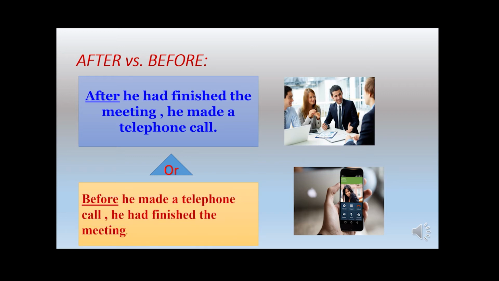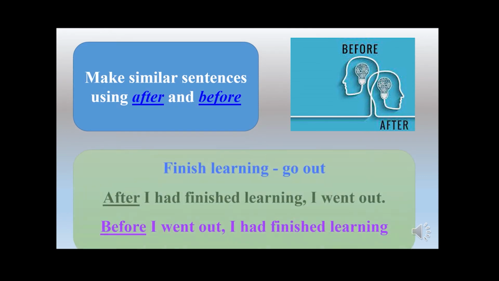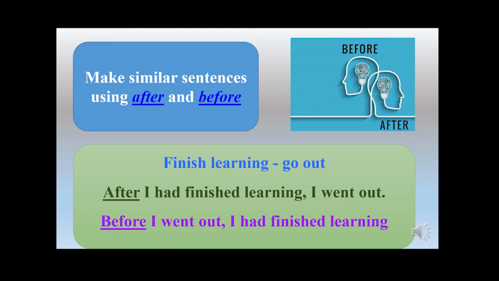The next one. While using before, the second action takes before. Here, the second action, meaning the simple past tense, would take before. That is the main difference. Finish learning, go out. Make similar sentences using after and before. Learning happened first, going out took place next.